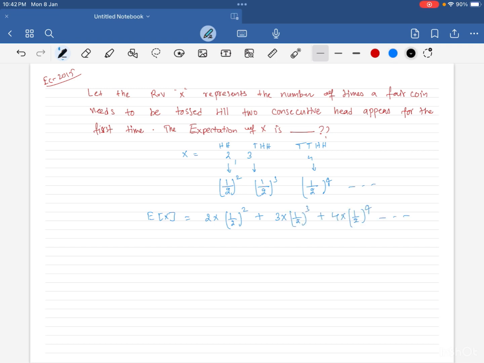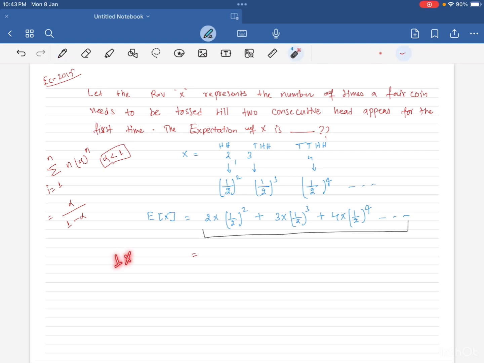Now we have to solve this series, right? We know this result: the summation from i equals 1 to n of alpha to the power n is equal to alpha divided by 1 minus alpha, where alpha should be less than 1. But you see that what we are missing in this series is 1 into 1 by 2 to the power 1. If this is in the series, then it will fit this expression, and then we can apply this formula.